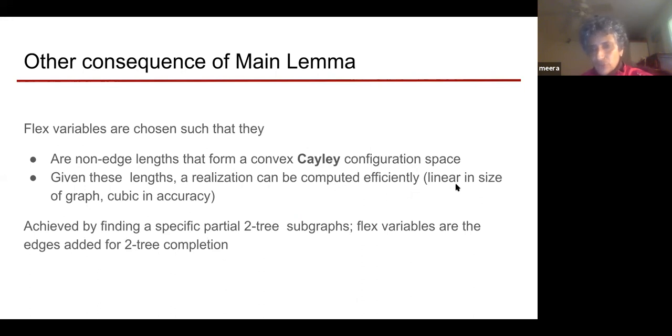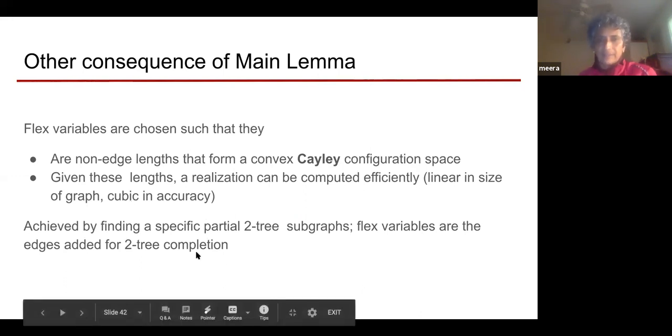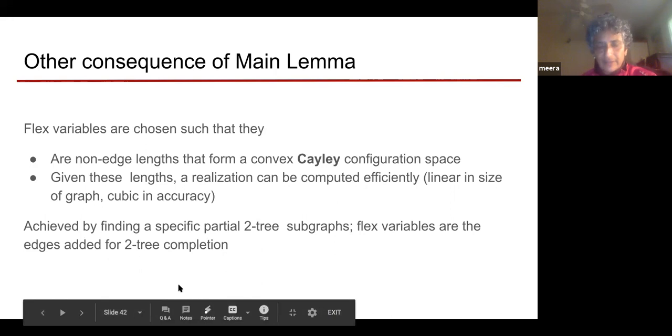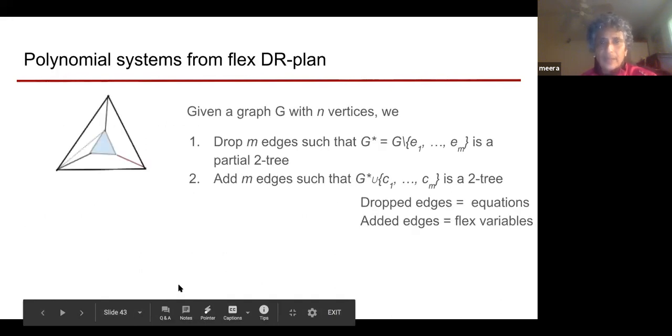As I said, for a two tree, the solution always exists. So linear in size and cubic in accuracy, you can find the solution if one exists. So you don't have that problem of figuring out which direction to go. So essentially, this allows us to quickly find the solutions to this.